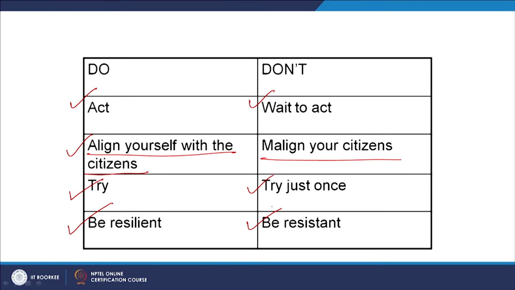Why does resilience come into the picture of change management? Because in change management there are stages of denial, resistance, exploration and commitment. In the stages of denial and resistance, you need to be resilient and strong enough to withstand the initial thrust which comes from the conflict situation. That is why you have to be mentally resilient and not be resistant to the conflicting situation.